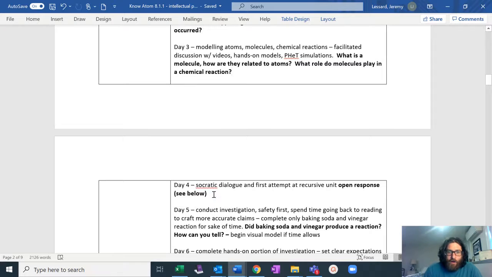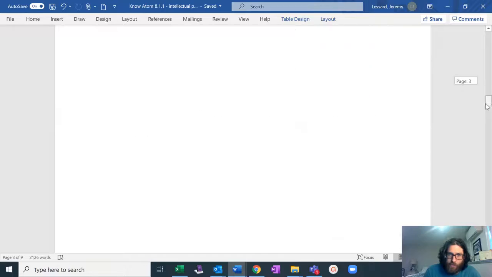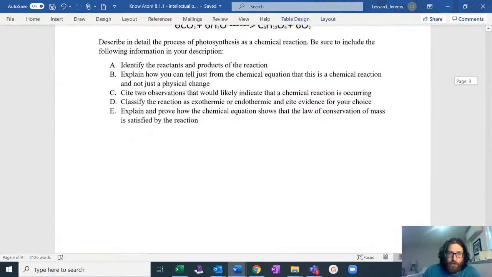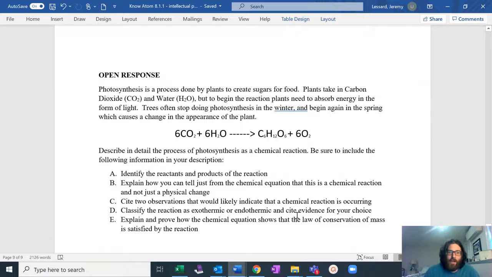On day 4, we're going to try to cement this understanding a little bit before we begin the lab, and we're going to get what I believe is a really high-level open response question, which is going to challenge them to think. And so we're going to do this dialogue. They're going to give me this first attempt, and I've got this open response below. Okay, way down here. All right, really high-level question.